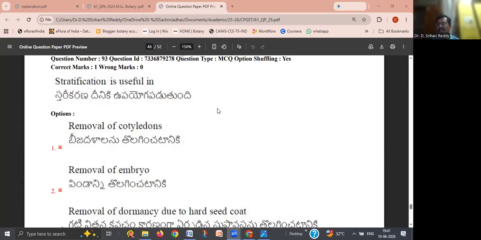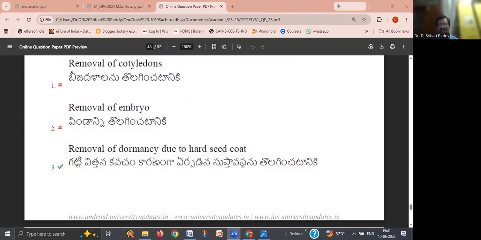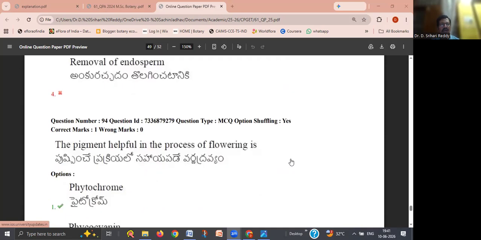Terminalia arjuna, Tellamatti, has a very thick seed coat. They have to burn it literally, otherwise they won't germinate. So stratification is the method. Removal of cotyledons, no. Removal of embryo, no. Removal of dormancy due to hard seed coat, that is the right answer. The seed coat thickness should be reduced by the stratification method.